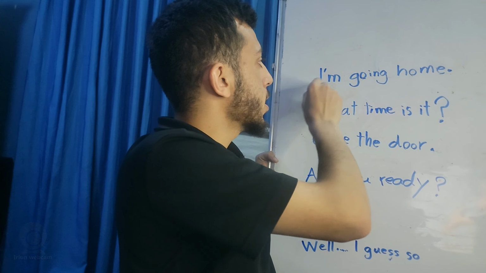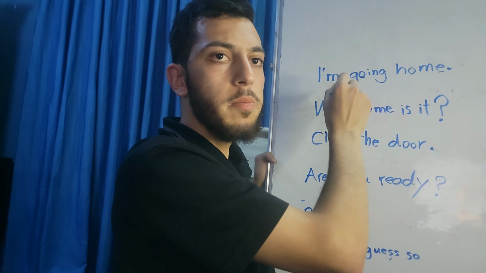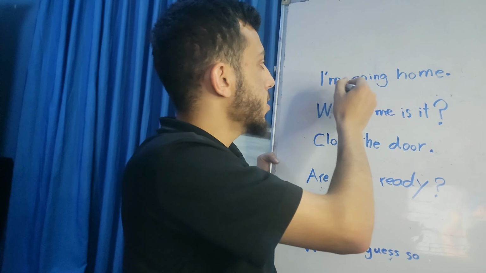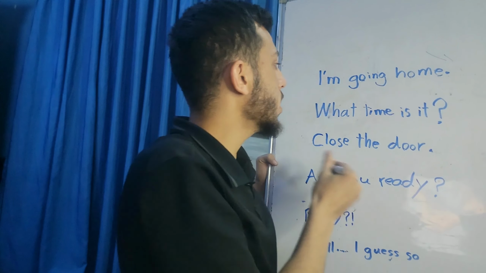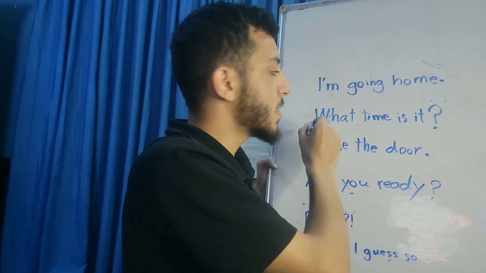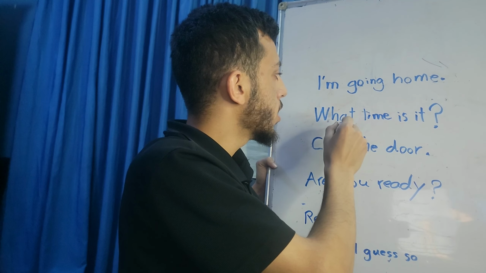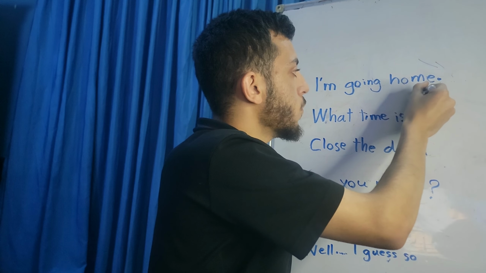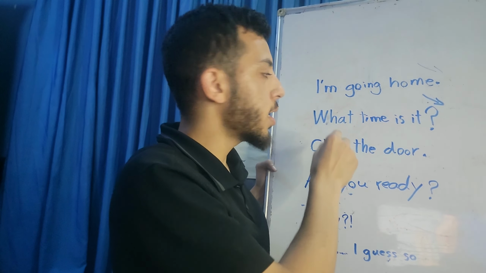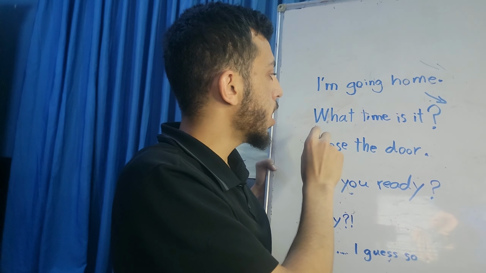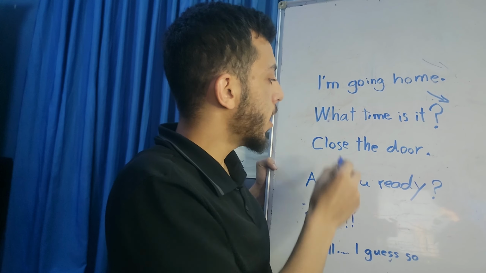In the first example, "I'm going home." It is a normal sentence, a statement, and we have a falling intonation. The second type is a W question, so we also have a falling intonation. A W question, I mean like what, where, when, who, and why.